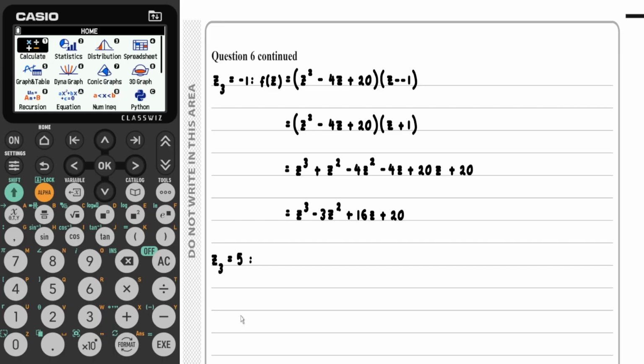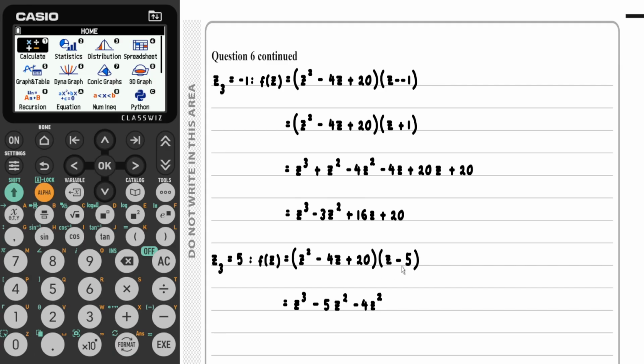When z3 is equal to 5, f(z) will be the quadratic factor z squared subtract 4z plus 20 times the linear factor (z subtract 5). So if we multiply these together, z squared times z is z cubed. z squared times negative 5 is negative 5z squared. Negative 4z times z is negative 4z squared.